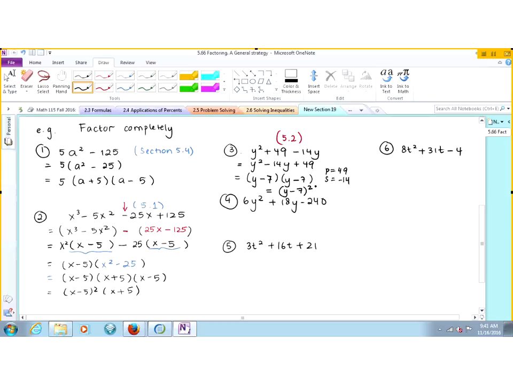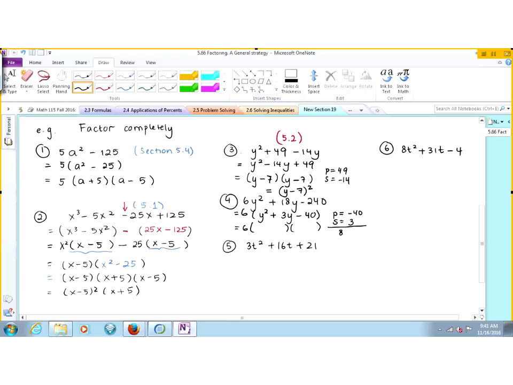Now, number 4. What should we do with number 4? Factor out the greatest common factor, which is 6. So 6 times y squared plus 3y minus 40. Okay. So we need to find two numbers. The product must equal negative 40. The sum must equal 3. Okay, so 40 is what? 1 times 40, does it work? No. 2 and 20? No. 8 and 5? Yes.